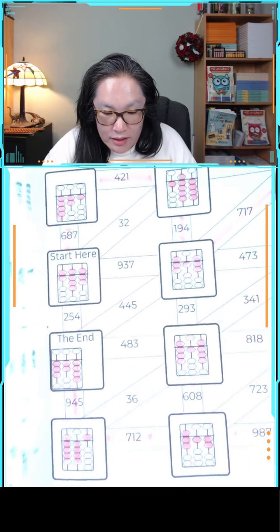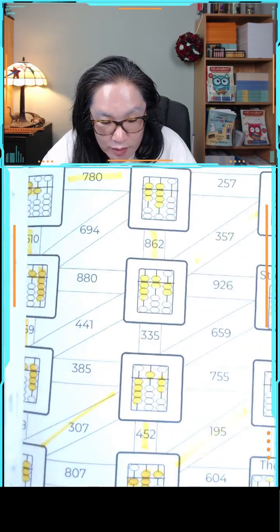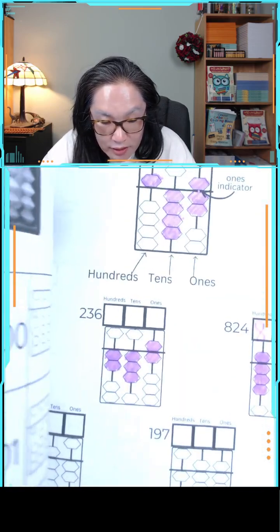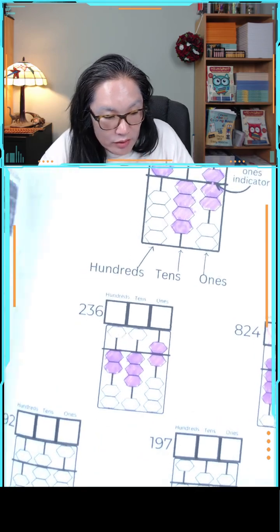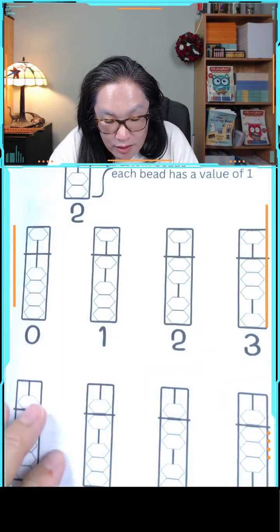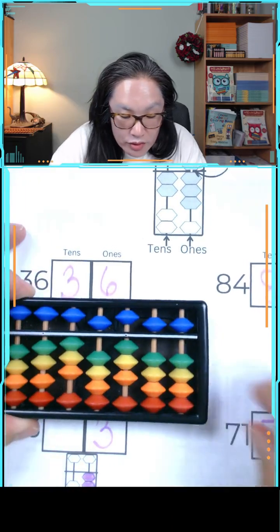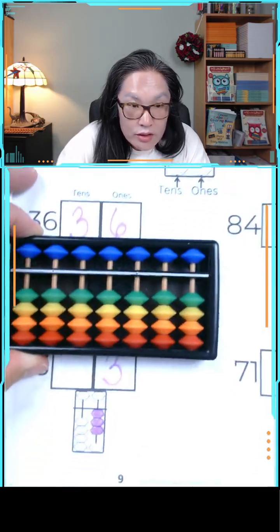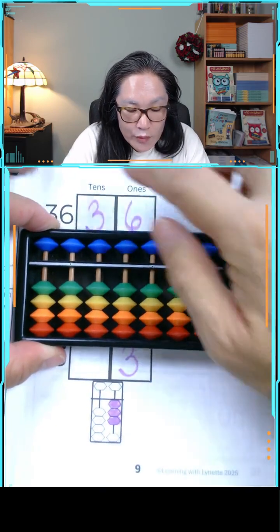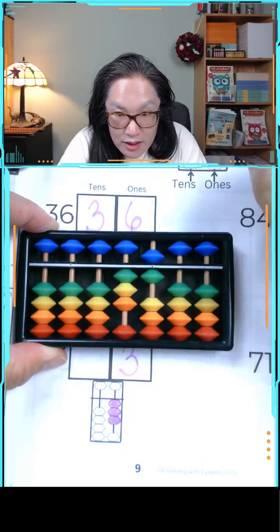The maze is to explain how to read the abacus. In the beginning of the book, I give you an explanation on how to use it. Then we start first talking about the single digits, then the double digits. Here, I'm showing you what a double digit would look like. This is 36. Remember, 30 is the tens and 6 is the ones. So this is 30, this is 6.